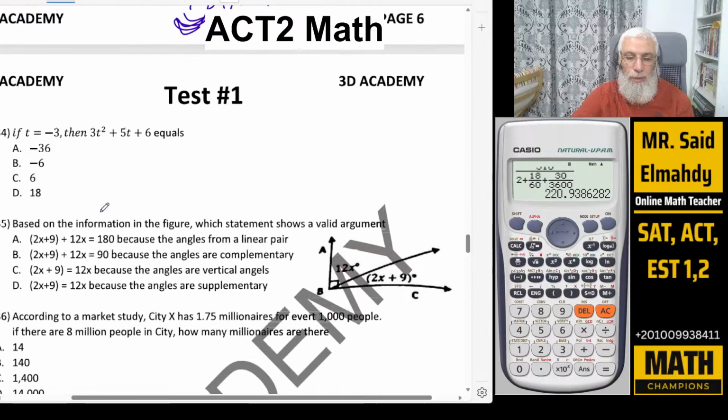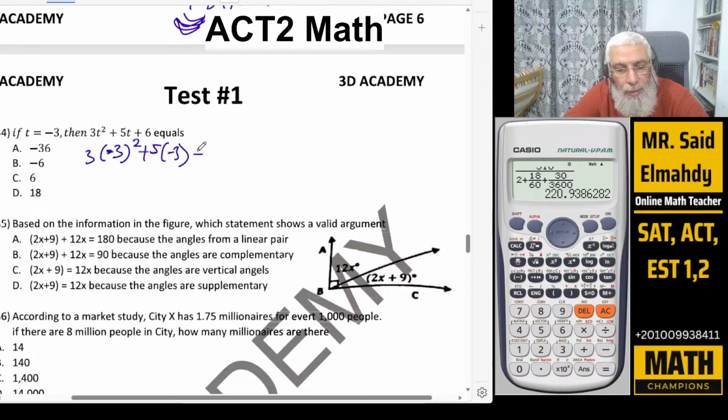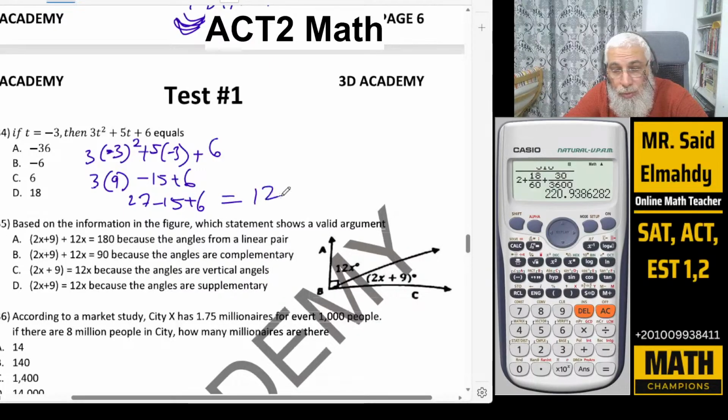Last question today, number 34. If t equals negative 3, then 3t squared plus 5t plus 6 equals what? So 3 multiplying negative 3 squared plus 5 multiplying negative 3 plus 6. 3 multiplied by negative 3 squared is positive 27. 5 multiplied by negative 3 is negative 15, plus 6. So 27 minus 15 plus 6. 27 minus 15 is 12, plus 6.